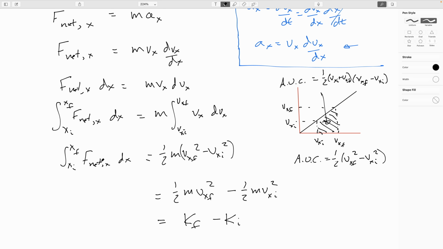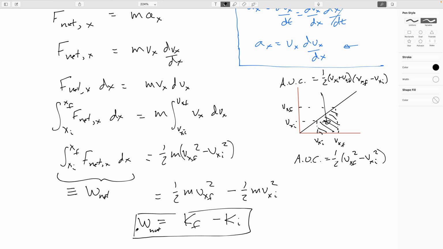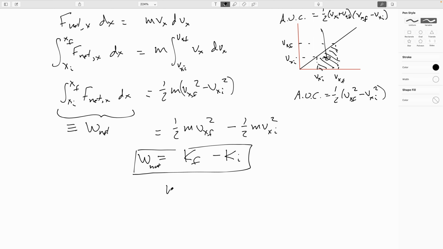And while we're at it, we're going to take this integral here, and we are going to define this as the work done by our force. And the symbol for work is a capital W. So what we end up with here is that the net work, since it's the work done by all the forces, and I will more rigorously define work in a second, is equal to the change in kinetic energy. So often we just write it as W net equals delta K.